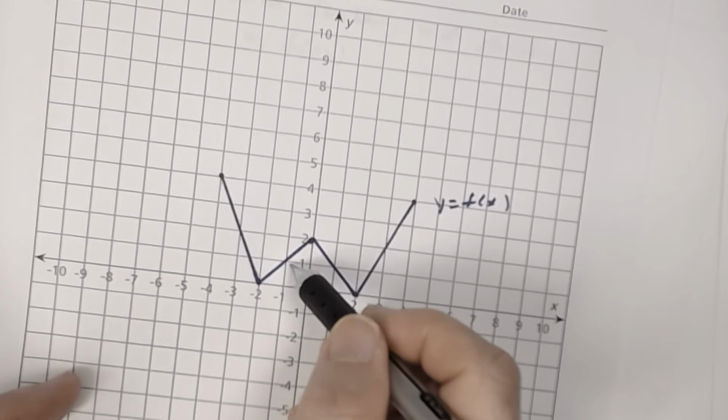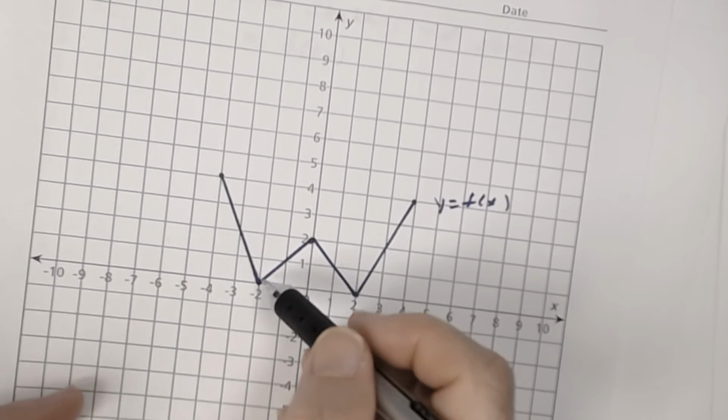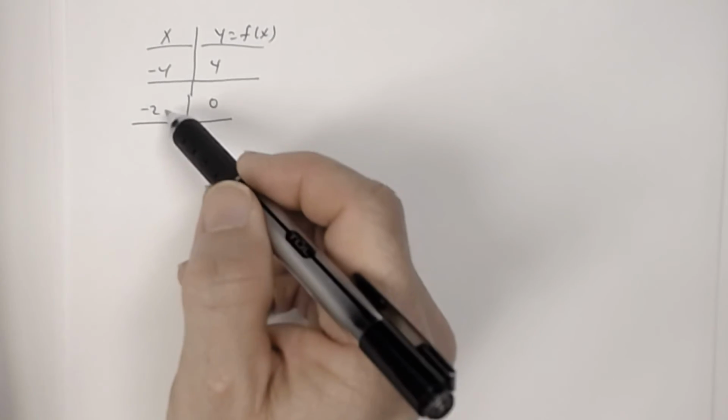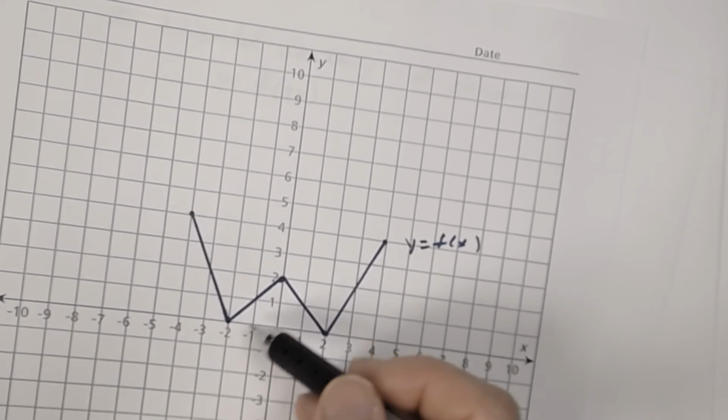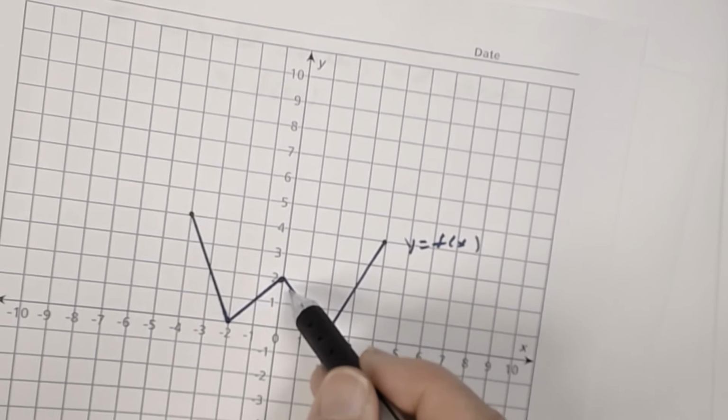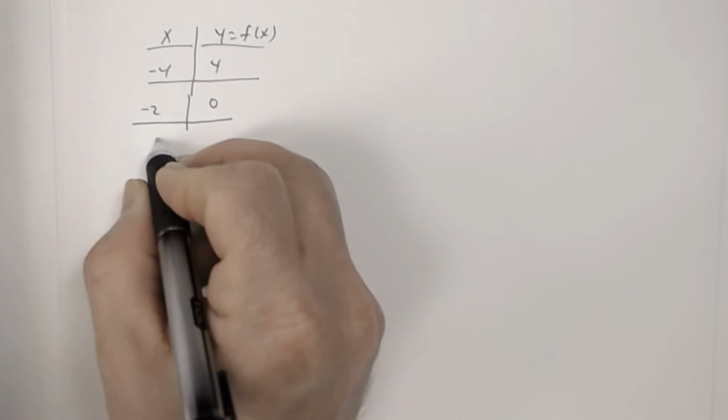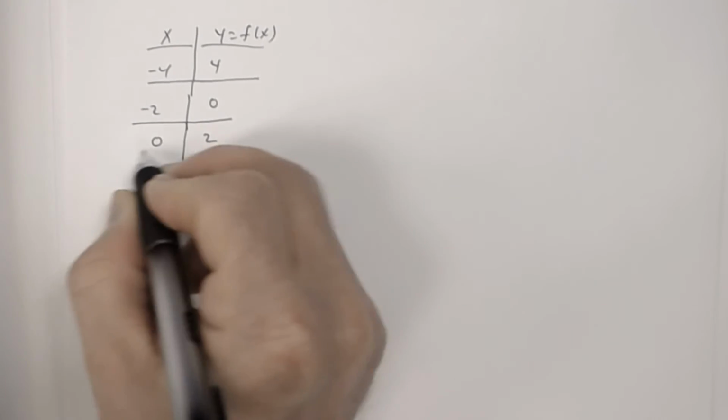Negative 1, what's my y value? My y value is 1, right? But I'm going to just go ahead and leave these right here for right now because there's a reason for that. So I'm not going to put negative 1 in there. When x is 0, what's my y value? My y value is 2. Okay, so when x is 0, my y value is 2.